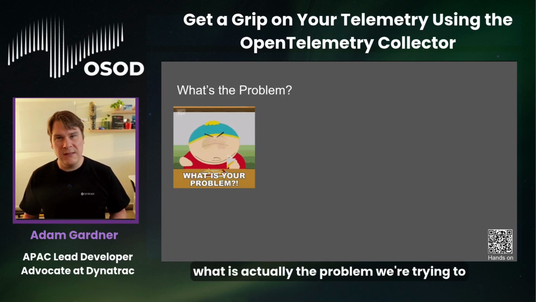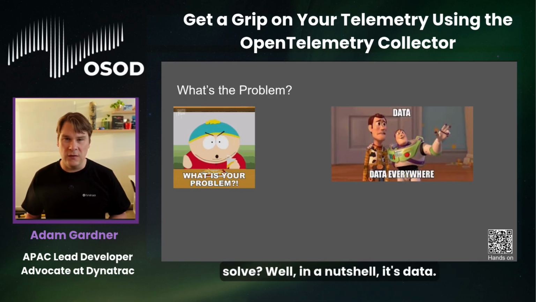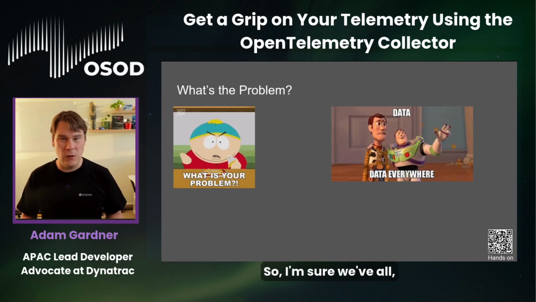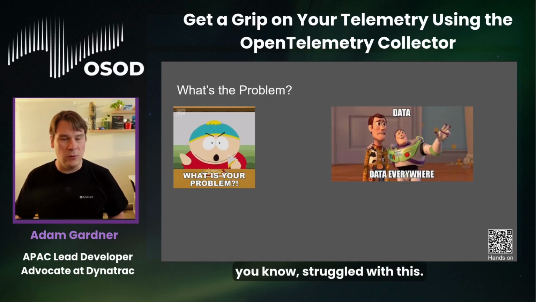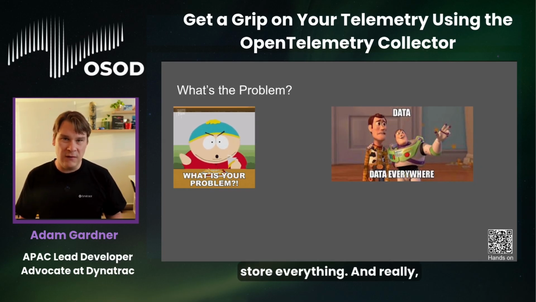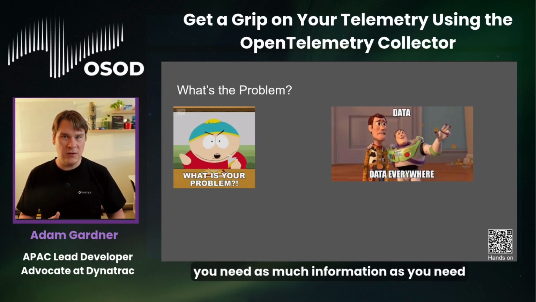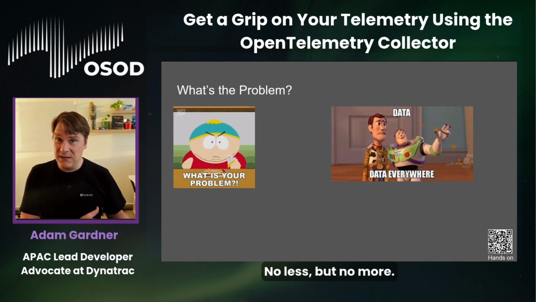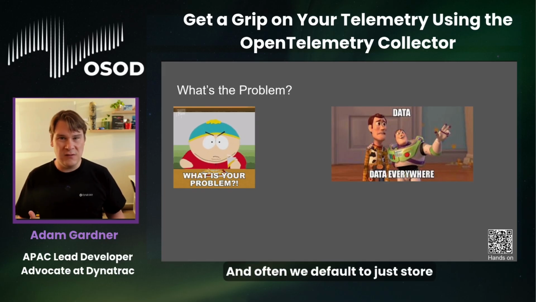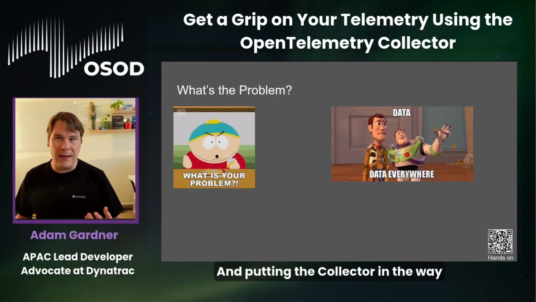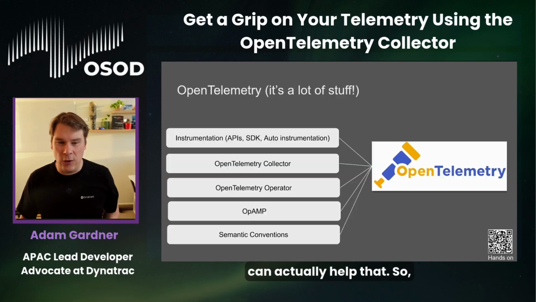So first up, what is actually the problem we're trying to solve? Well, in a nutshell, it's data. Too much data. I'm sure we've all struggled with this. The default is just to store everything, and really you need as much information as you need to solve the issue and no more. No less, but no more. And often we default to just store everything just in case, and that can become prohibitively expensive. And putting the collector in the way can actually help that.